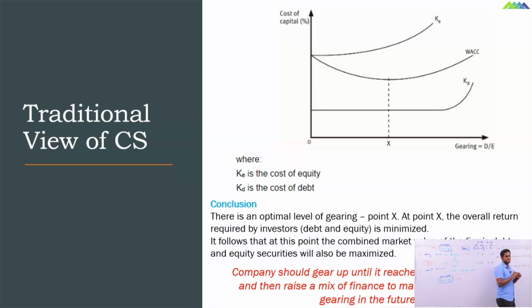What is the conclusion under the traditional view of capital structure? The optimal gearing point is at point X, where your WACC is the minimum. Out of these two opposing forces, identify the balance where your WACC is the lowest. You see the middle curve, where it's the lowest point X; that is where your optimal gearing structure is.